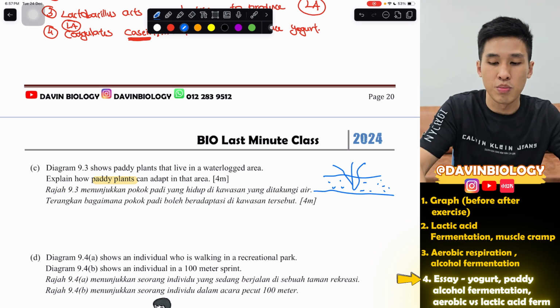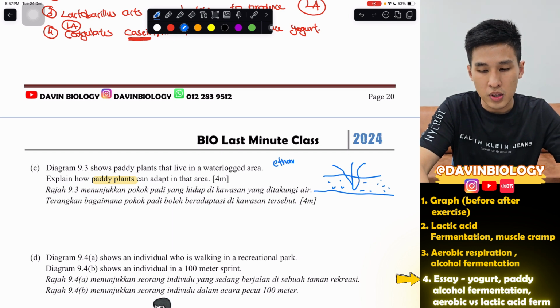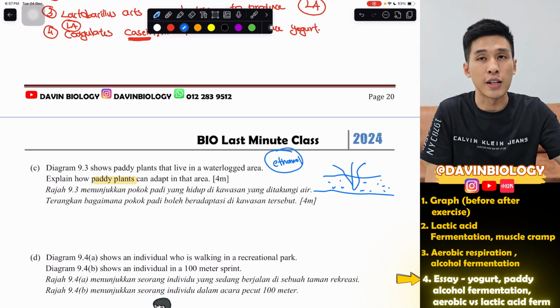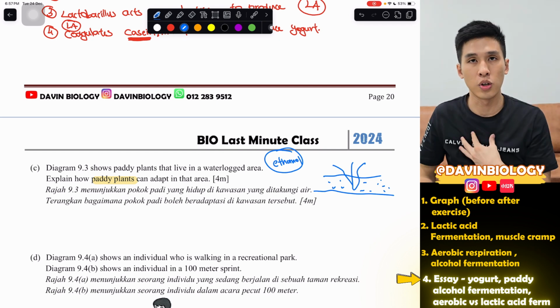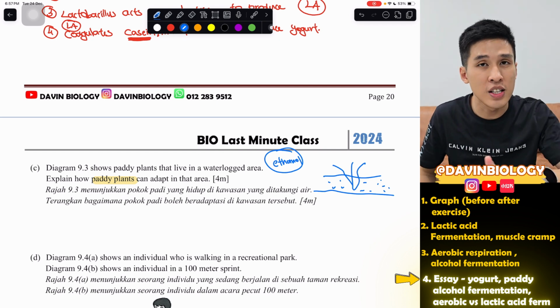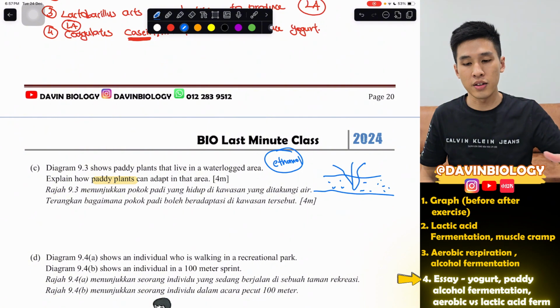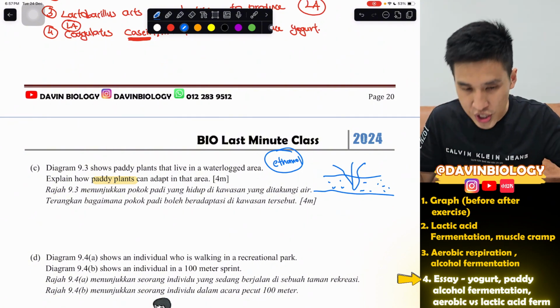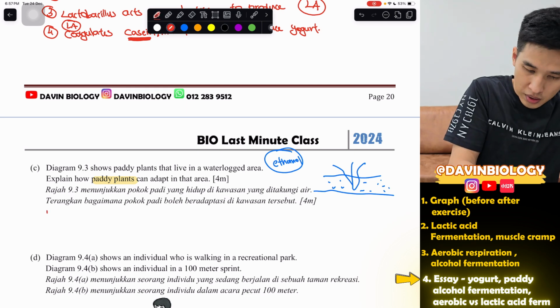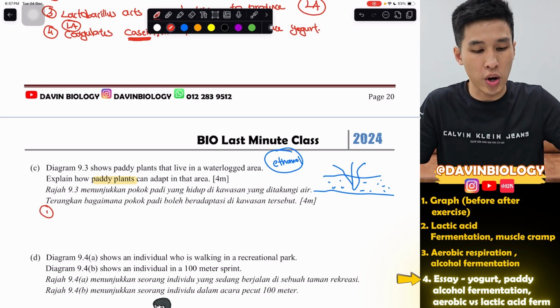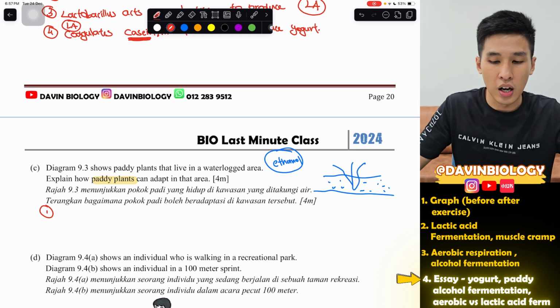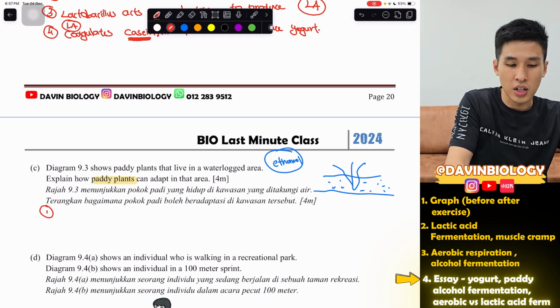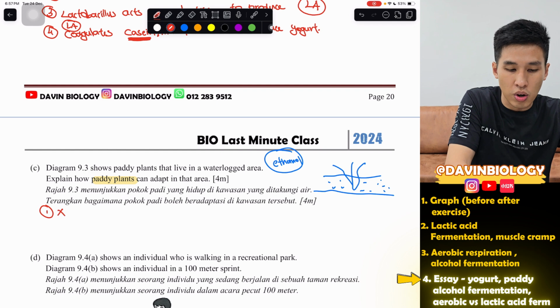However, alcohol fermentation produces ethanol, which is toxic, which causes the plant to die. So if they are underwater for too long, plants can die. But paddy, they won't die. They can sustain in this kind of environment. They can resist this kind of thing. Why? Okay, number one, they want you to explain quite a lot. So number one, you can say alcohol fermentation first. In a waterlogged area, there's no oxygen.